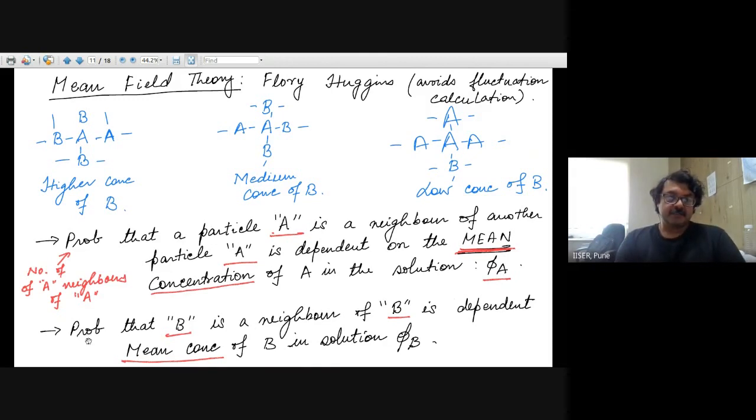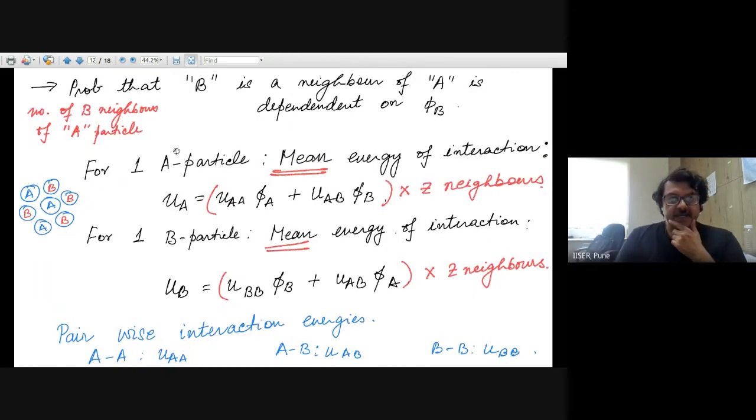Similarly, the probability that a B particle is a neighbor of another B particle is dependent on the mean concentration of B in solution, which is phi B. Here we were considering the mean concentration of A in the solution, which is phi A, and the probability that B is a neighbor of another B particle is dependent on phi B, the mean concentration. If you multiply that by the number of neighbors allowed, that gives you the total number of A neighbors of A and the total number of B neighbors of B. And similarly, the probability that a B particle is a neighbor of A is dependent on the mean concentration, again phi B. So this is again an approximation, fluctuations ignored.